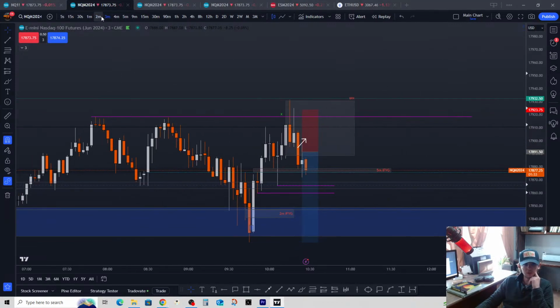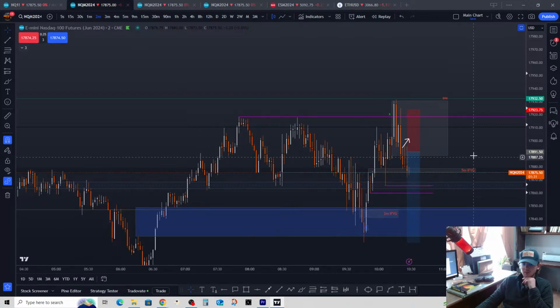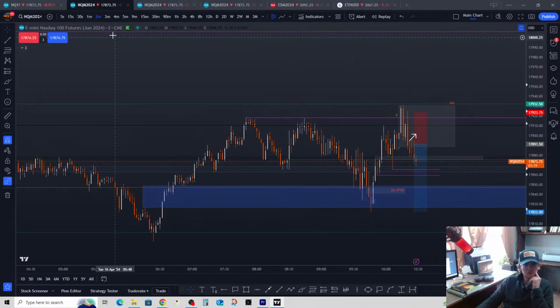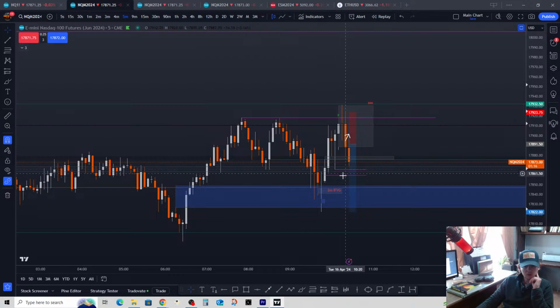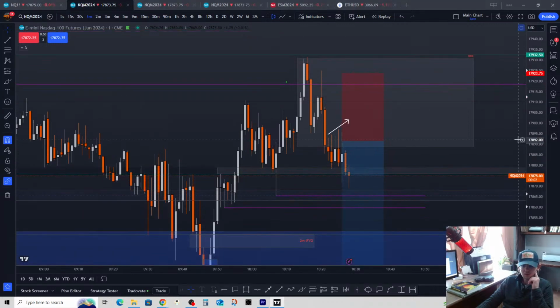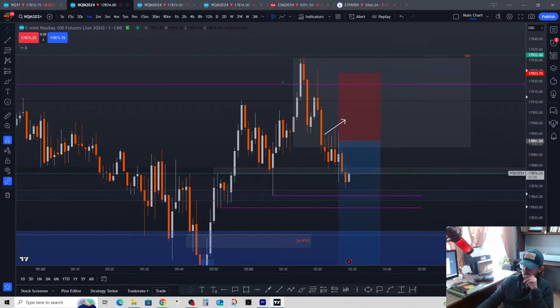I know it's choppy, so I'll still be in the game even if this does lose. I'll still be in the game for later, for after the news. That's really what I'm betting on today. Based on this, I would say external to internal. I guess I'd say these equal lows. See how this one goes.